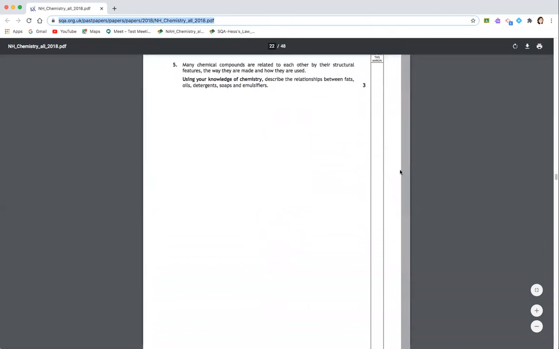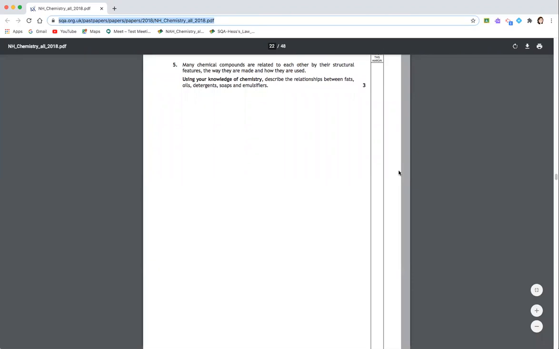Then question 5, an open-ended question about the relationship between fats, oils, detergents, soaps, and emulsions. So things you could speak about here are that fats and oils are esters made up of one glycerol molecule and 3 fatty acids. The difference between fats and oils is that the oils have unsaturated fatty acid chains, whereas the fats have saturated fatty acid chains. You could then talk about how that affects the melting and boiling point.